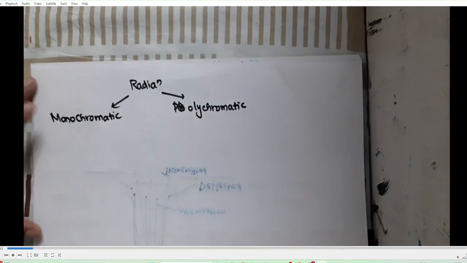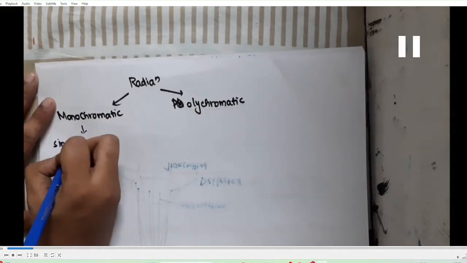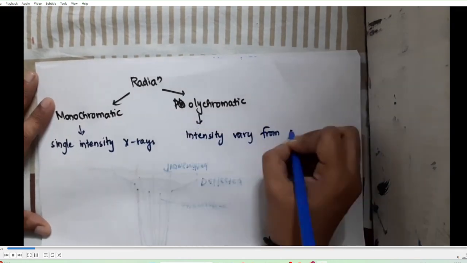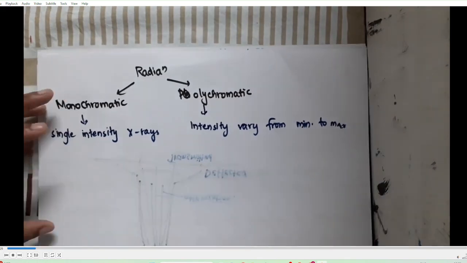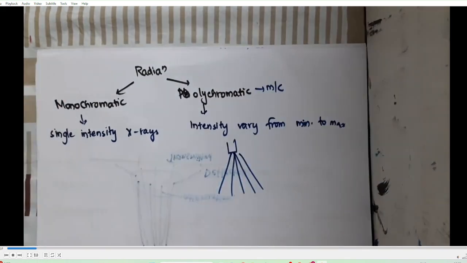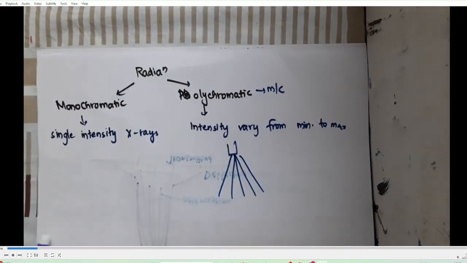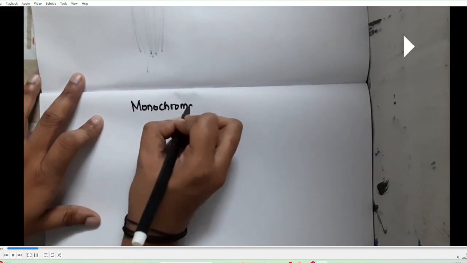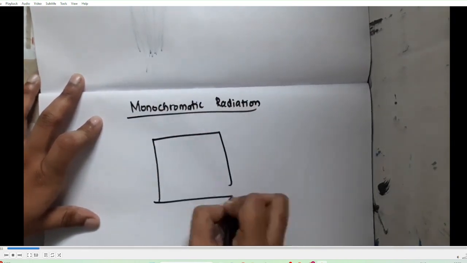The radiation can be of two types. One, monochromatic radiation. Second, polychromatic radiation. Most of the X-rays are polychromatic radiation. Monochromatic radiation consists of single intensity X-rays, whereas in polychromatic radiation the intensity varies from minimum to maximum. That is, the intensity of X-rays will be over a range. So polychromatic radiation is most common in X-rays. First, let us learn about monochromatic radiation.